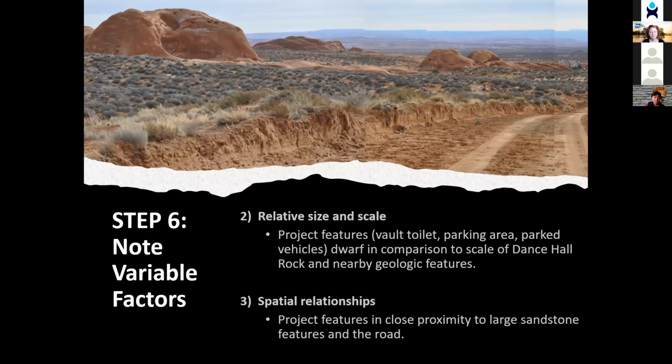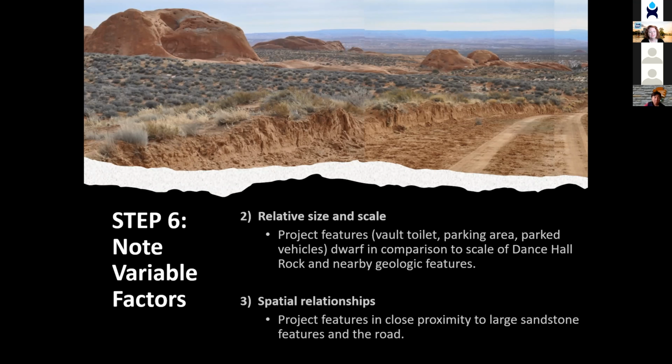Two of the next variable factors are the relative size and scale and the spatial relationships. So with scale, the project size and scale and how it relates to its surroundings are very important. In this case, we have a fairly small scale project: a vault toilet, a parking area that's not that big, and then the intermittently parked vehicles. They really would be dwarfed in comparison to the scale of these geologic features that they're in proximity to.